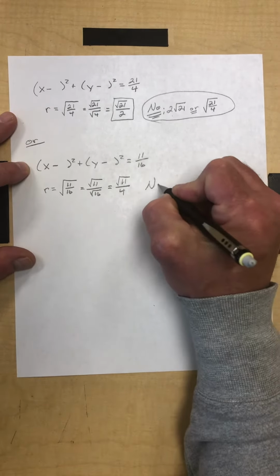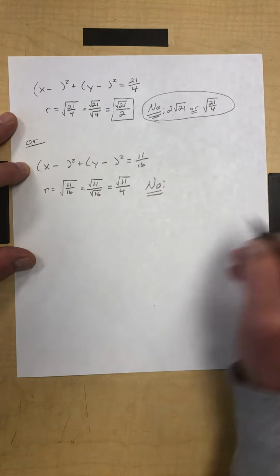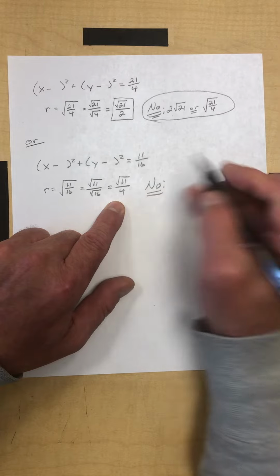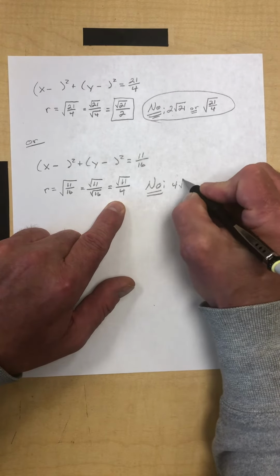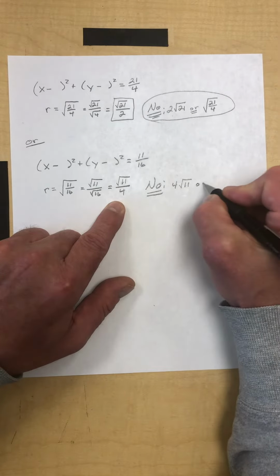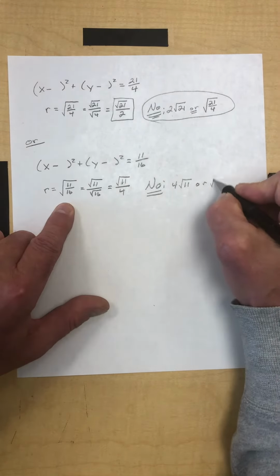Some things I'm seeing, no, is once again, rather than writing it as radical 11 over 4, they're writing it as 4 times radical 11. These two things are not the same. Or they don't do anything to it. They just leave it the way it is, radical 11 over 16.